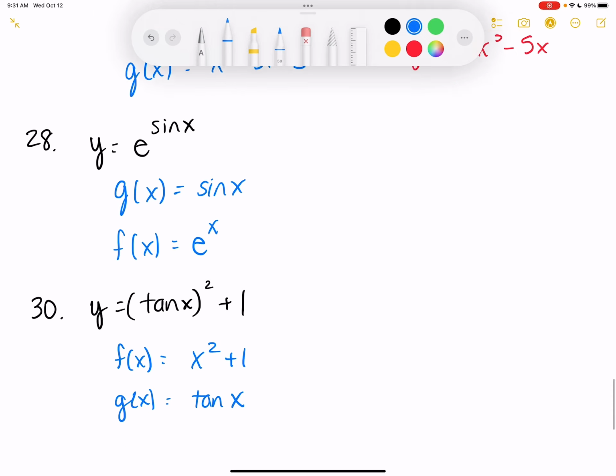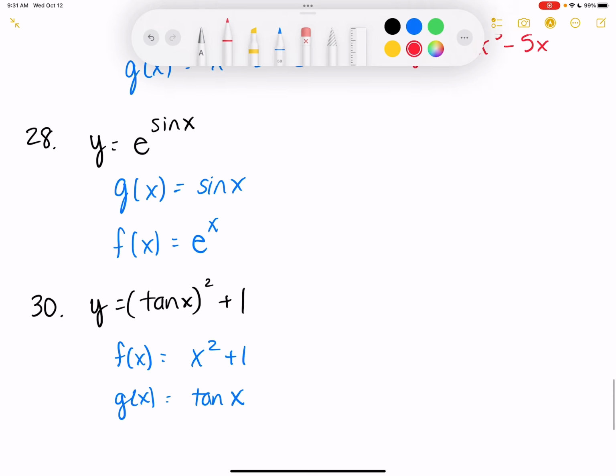Yeah, so if I wanted f of g of x here, then I say anywhere, so I'm going to cover this up, anywhere that I see x in f of x, I'm putting tangent of x. So then that would be tangent of x squared plus 1. And then I can uncover and say, okay, it matches.